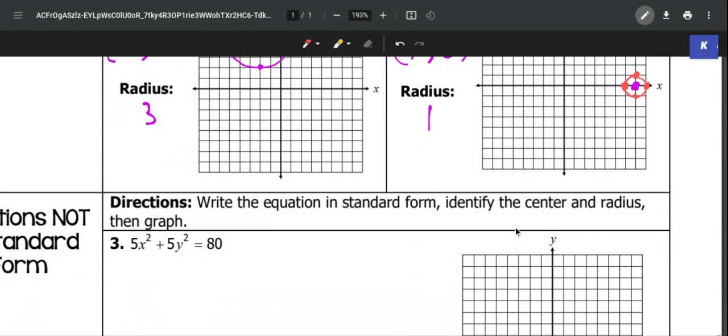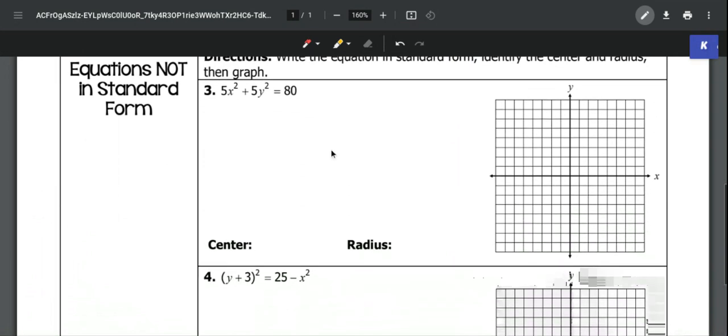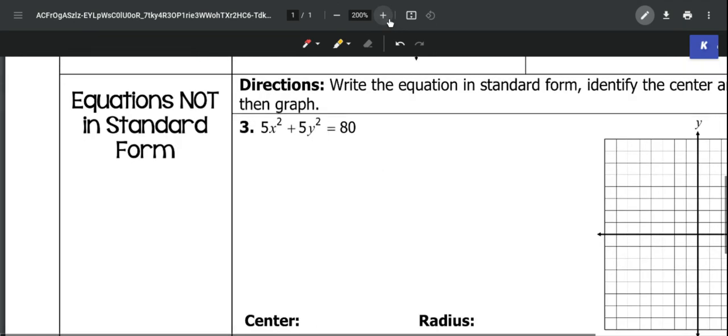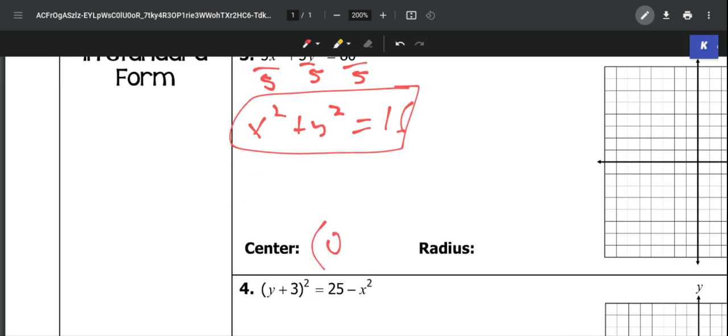The only added part here, which I'm not making part of the homework, but for future reference, is if your equation's not in standard form. Like in number 3, our equation here is not in standard form because of these 5s in front of x squared and y squared. All we would have to do here is divide by 5 and get this in standard form. So it would be x squared plus y squared equals 16, and that's the standard form of our equation.